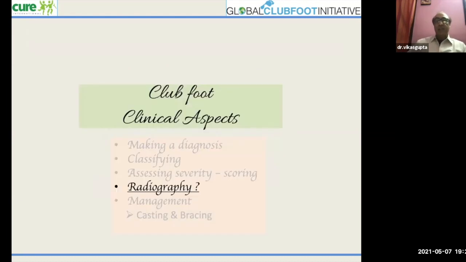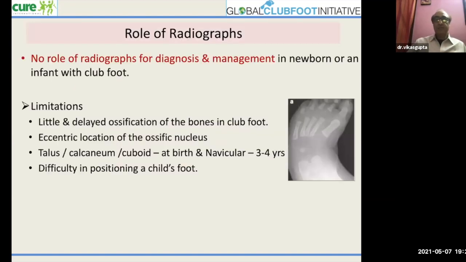Okay. Now, radiography. I think this is a bit controversial. Is there a role of radiography in clubfoot? Let us see.